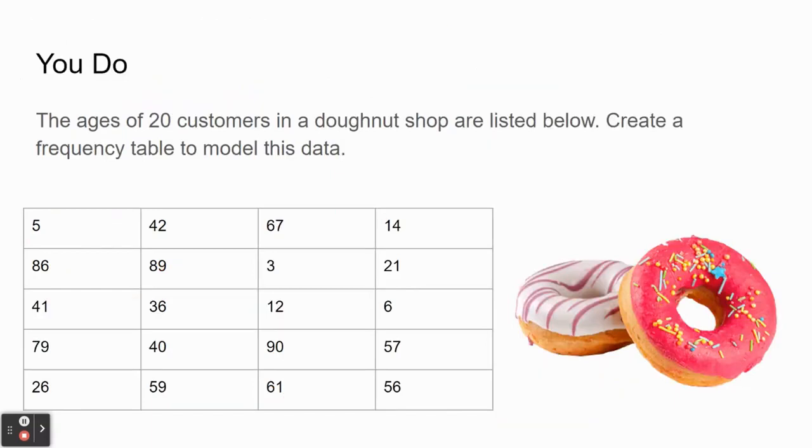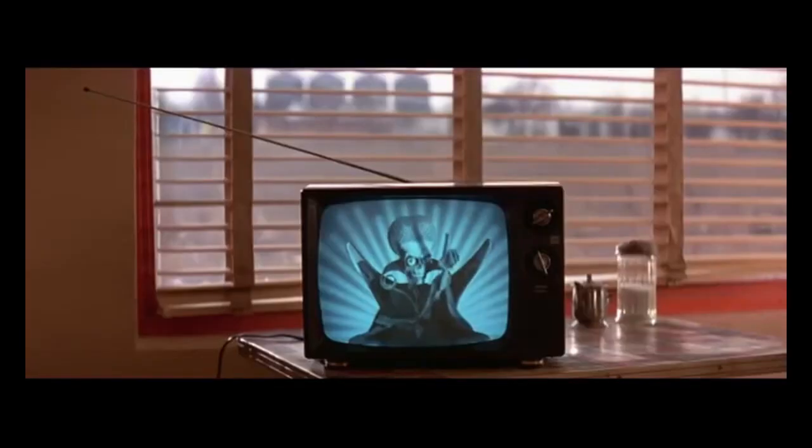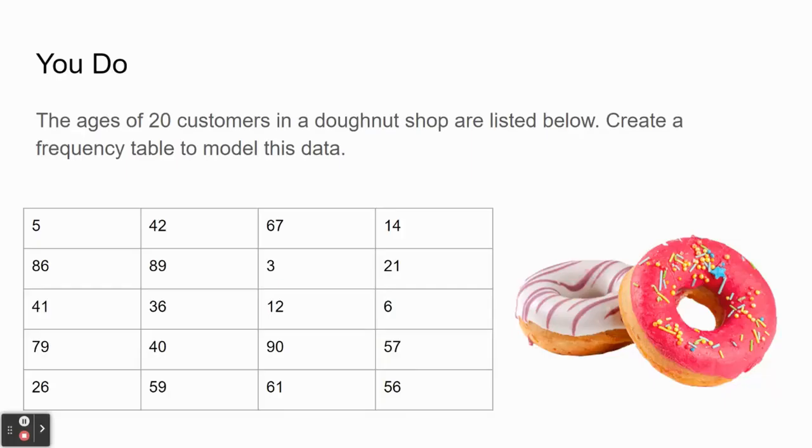So we have a you-do for today. The ages of 20 customers in a donut shop are listed below. Whoa, you made the international sign of the donut. You are going to create a frequency table to model this data. So again, the first thing you want to do is figure out what categories you have. From there, count up how many times those values fit in each category, and find the frequency. Pause the video and begin this problem.